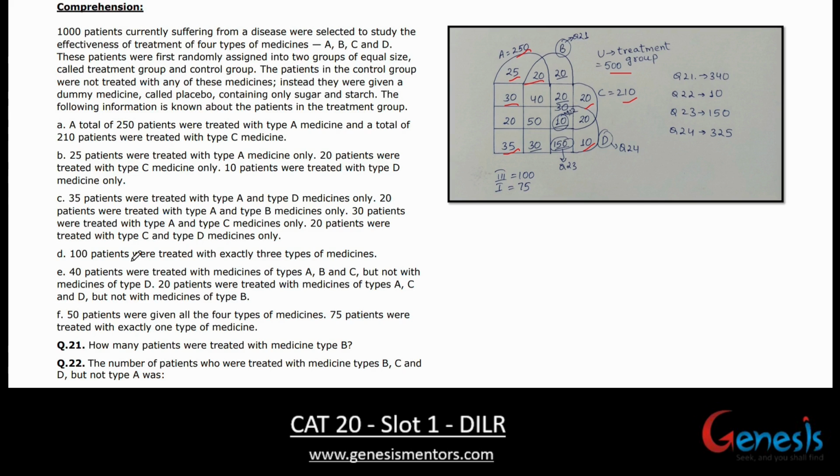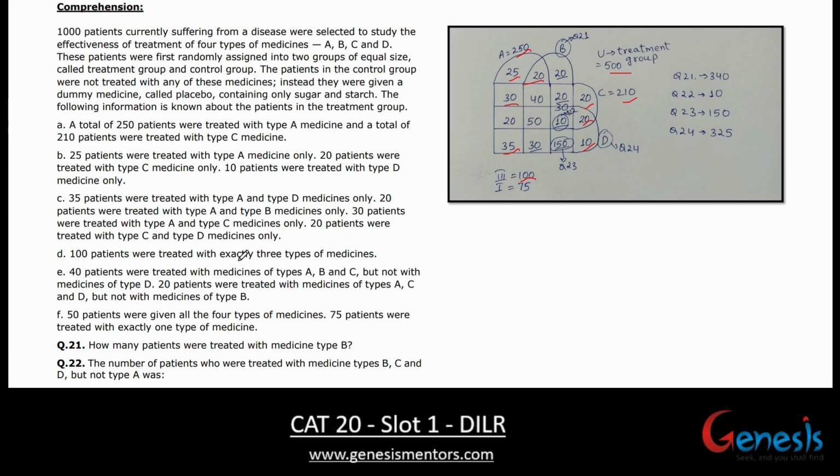20 patients were treated with type C and D medicines only. 20 patients with C and D only. Again 'only' is there, the second region of C and D, so this is 20. 100 patients were treated with exactly 3 types of medicines, right? So the third region total is 100, right? Third region means this plus this plus this plus this.